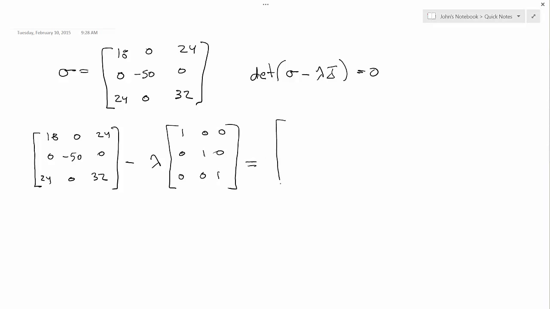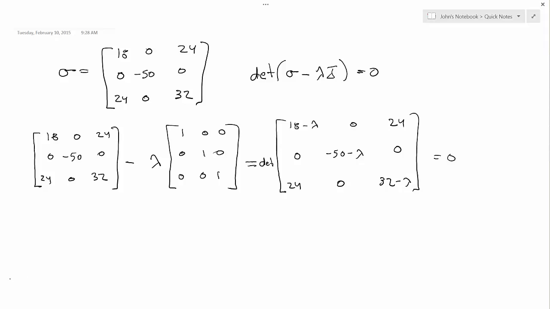That's equal to 18 minus lambda, 0, 24, 0, minus 50 minus lambda. Okay, and so then we want to take the determinant of this thing, set it equal to 0.